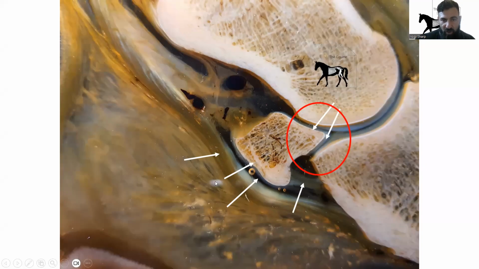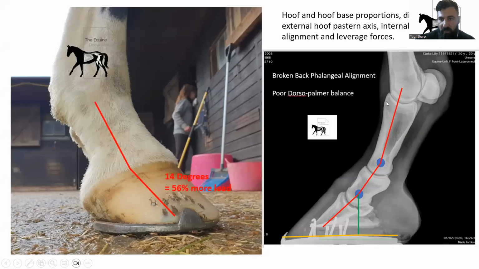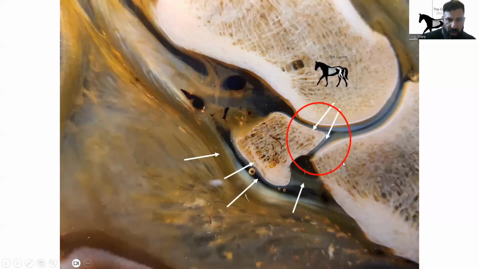So all of that increased strain is transferred onto the navicular bone, and also this bursa that's in between the bone and the tendon, also this ligament, this distal impar ligament, and also into the coffin joint itself. So if we have poor phalangeal alignment, poor digit alignment, a broken back hoof pastern axis, then we're going to have massive increases in strain in the deep digital flexor tendon and the navicular, and predispose our horses to navicular syndrome.